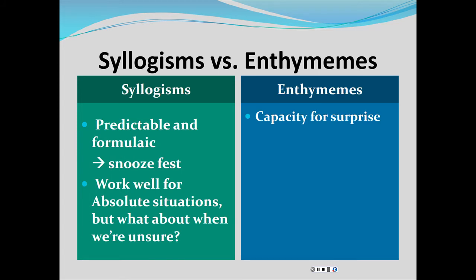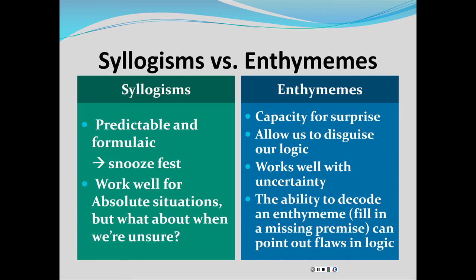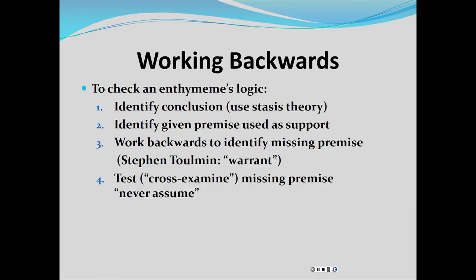Enthymemes retain our capacity for surprise and help us to disguise our logic. As speakers, we can hide that reasoning that is the weakest part of our argument, and we just kind of assume that if we say it, people will take it for granted. It works really well under conditions of uncertainty, when something's 70 or 80 or even 20 or 30% of the time is true. If you can learn how to decode an enthymeme and get it back to a syllogism, usually you can figure out the reasoning that's the weakest part of that claim, evidence, reasoning triangle. So that's really what I want you to try and do today. I recognize that it's challenging. I recognize that it's a little bit abstract.